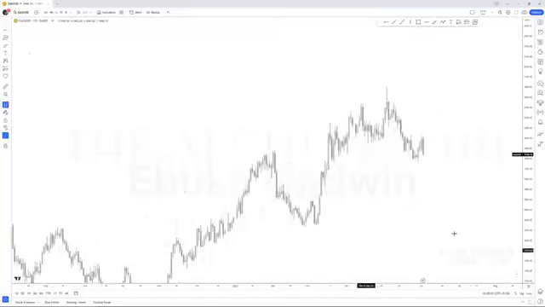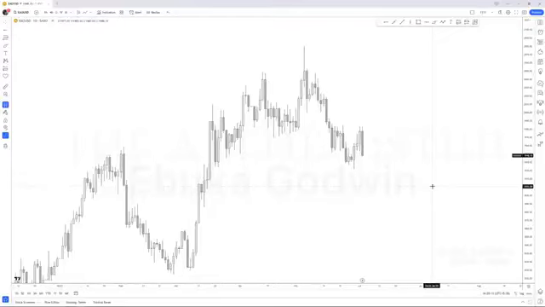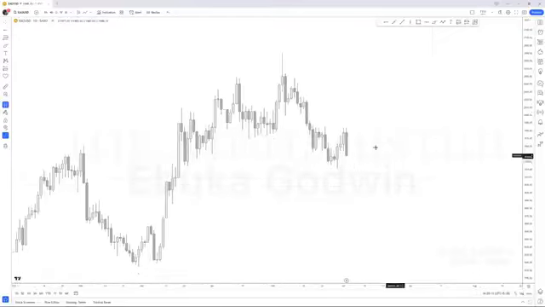Now there's another type of SNR. We call it open close levels. Now, open close levels are made when you have the same type of candles. Let's say we have two bullish candles, then an open close is made.